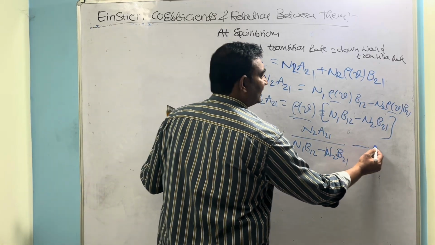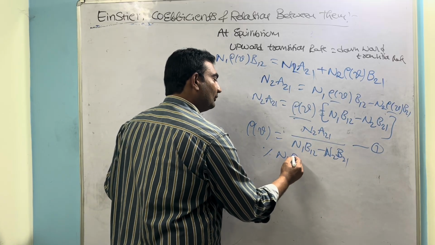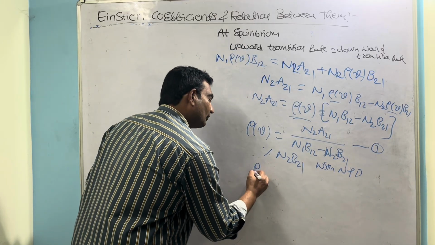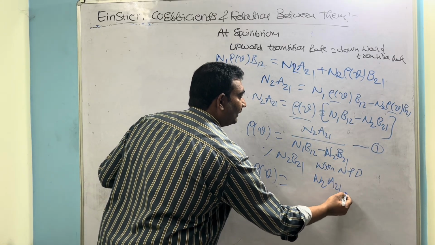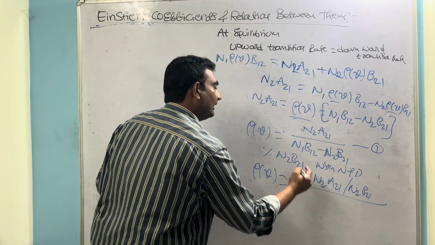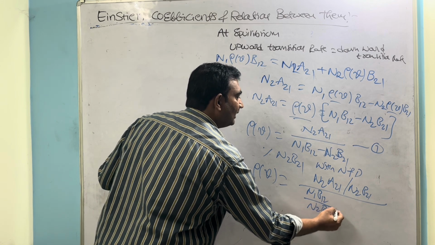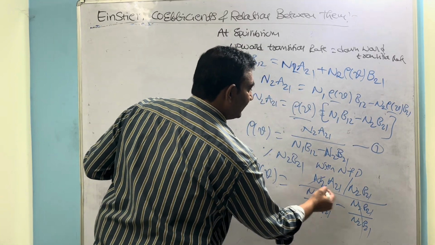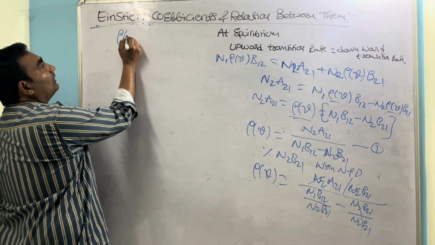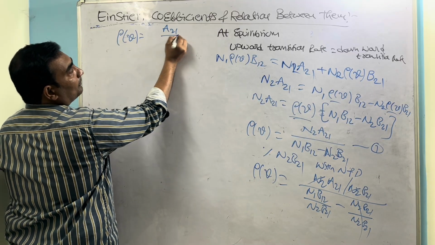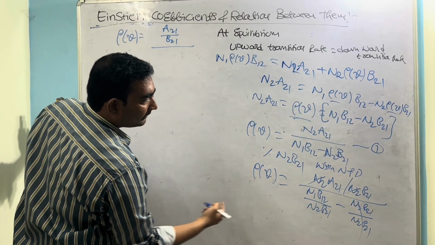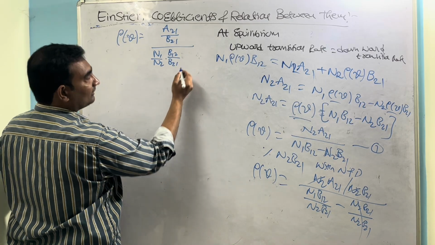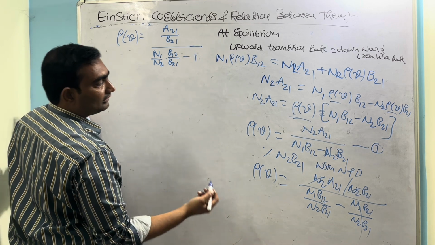Let us assume that this is equation 1. Let us divide the numerator and denominator by N2 B21 for simplification. So rho of nu equals (N2 A21 divided by N2 B21) whole divided by (N1 B12 divided by N2 B21 minus N2 B21 divided by N2 B21). So of course N2 cancels out. The remaining term is rho of nu equals (A21 by B21) whole divided by (N1 by N2 into B12 by B21 minus 1). This is the leftover term. Let us assume that this is equation number 2.